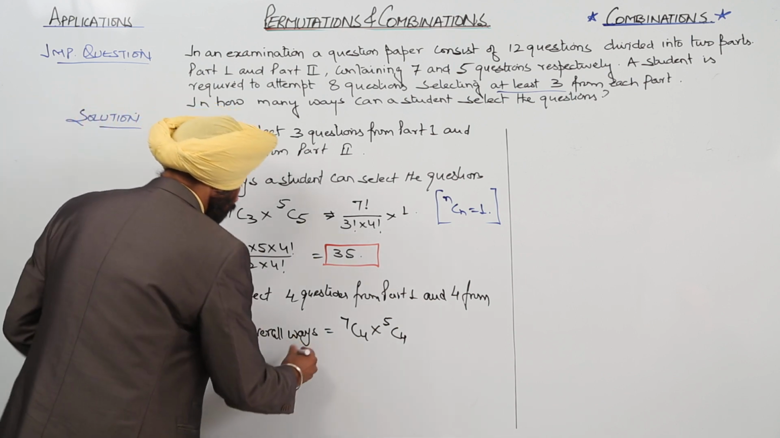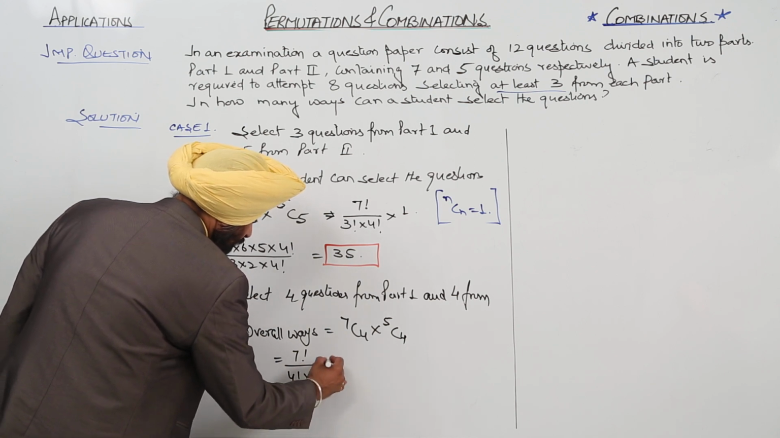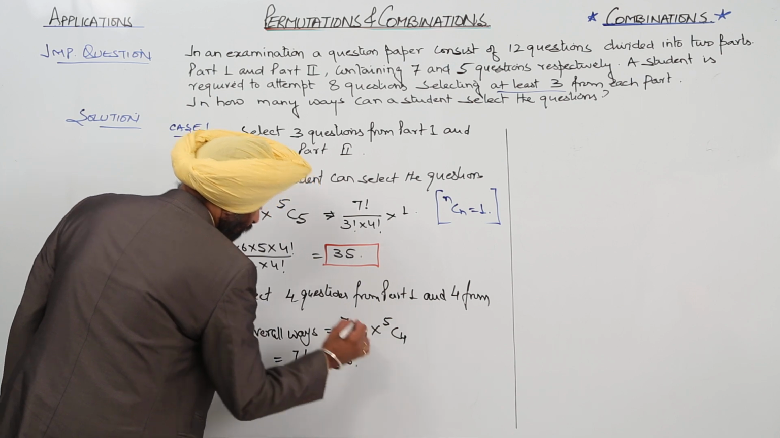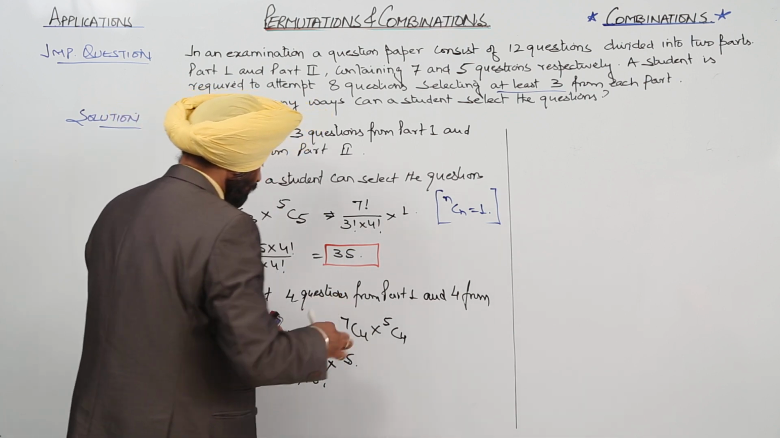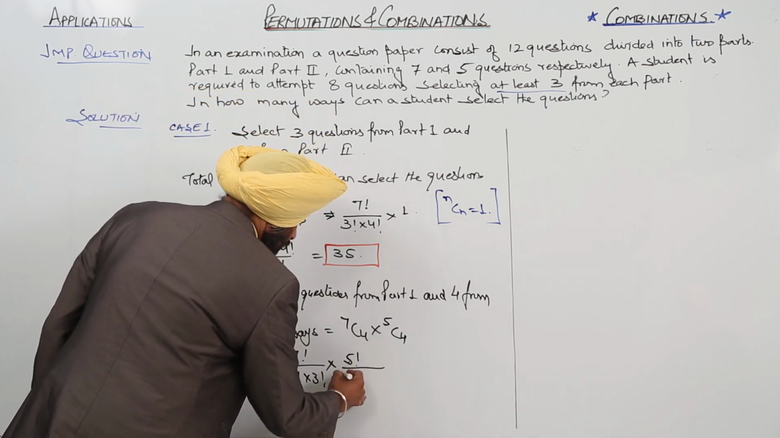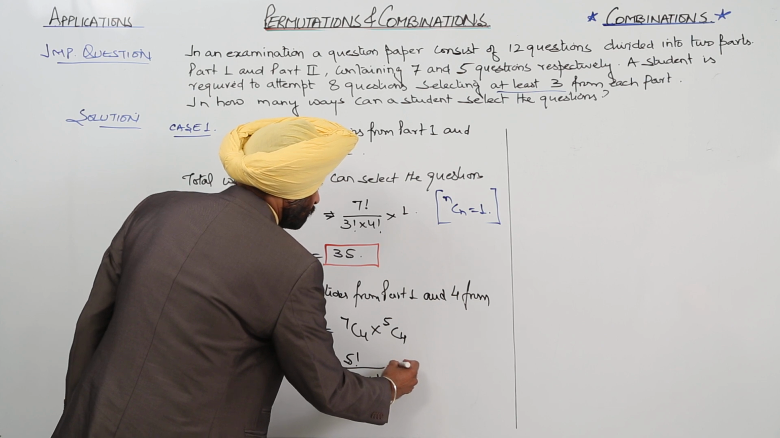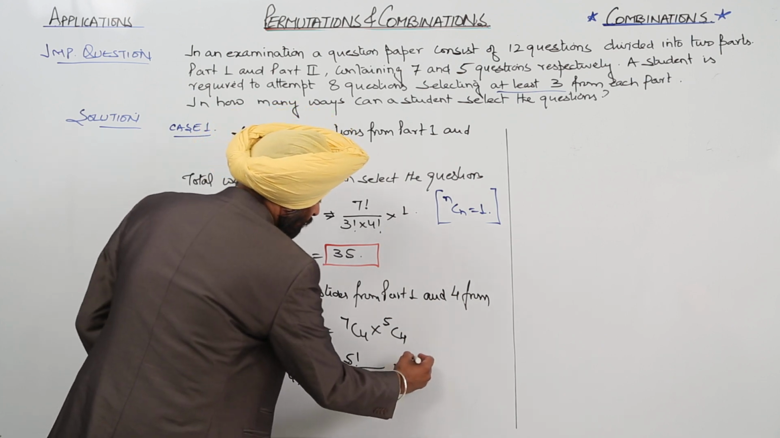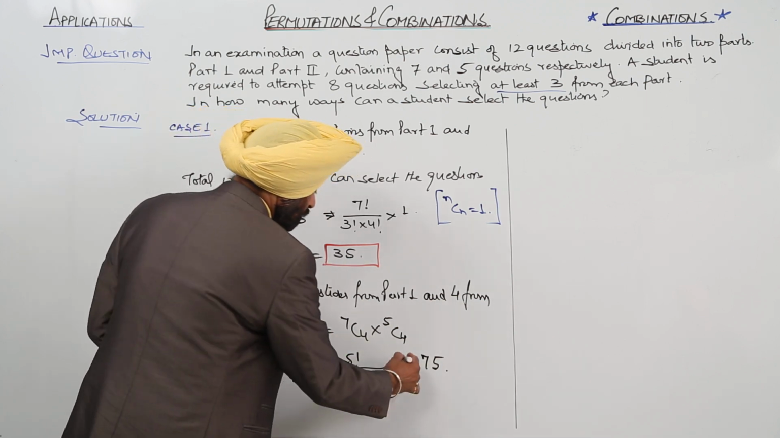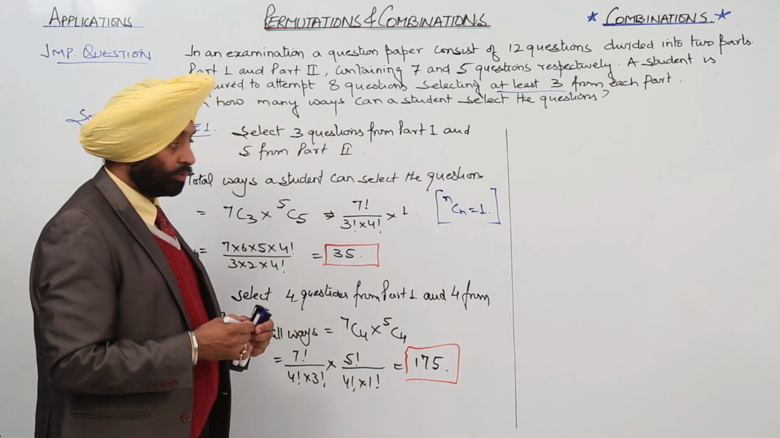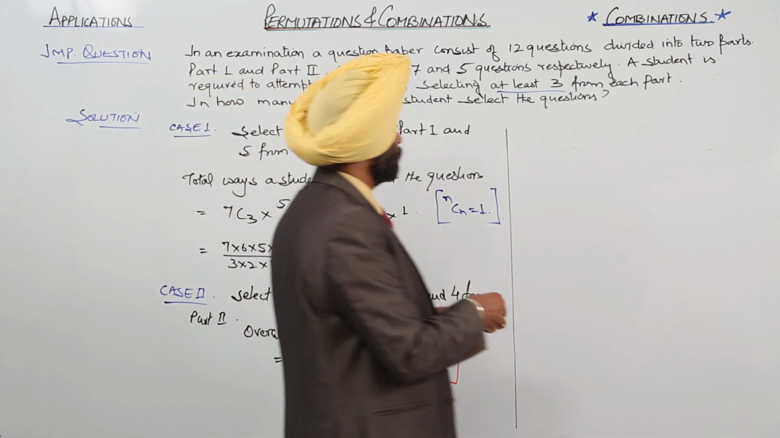So now this becomes 7 factorial upon 4 factorial times 3 factorial into 5C4. What is 5C4? You can write 5C4 is 5, or 5 factorial upon 4 factorial times 1 factorial. Now when we solve both the things, we are getting 175. So the second case is 175. Now we are having 4 questions out of 7. Now case 3.